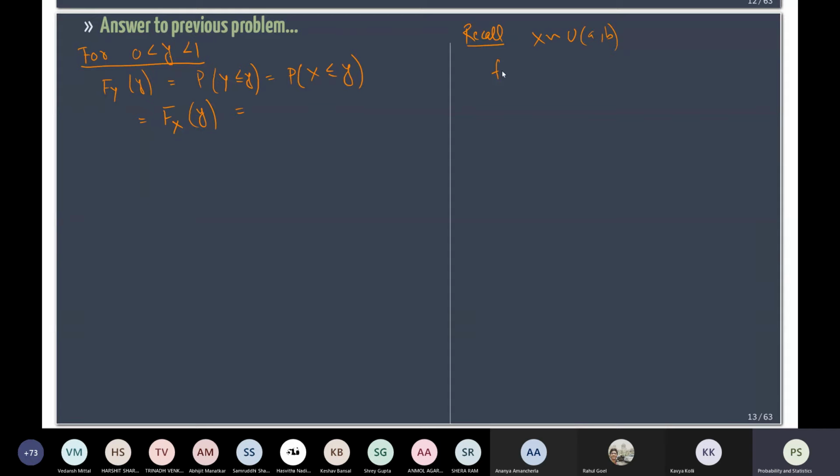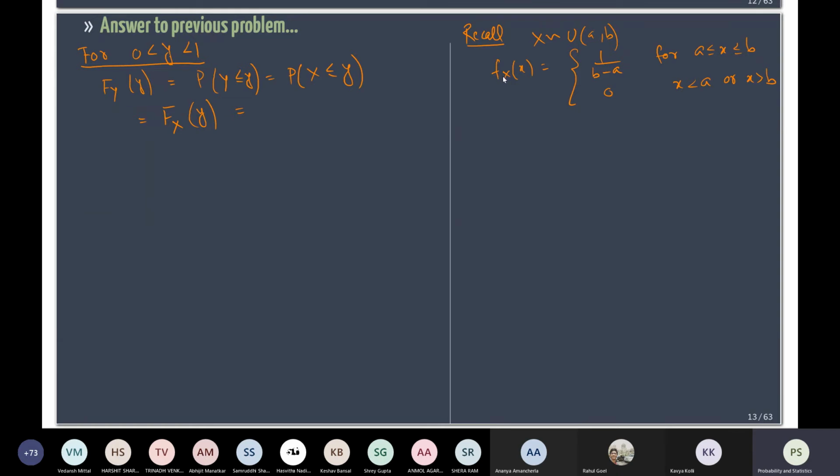The PDF of the uniform, remember, was 1 by b minus a for a less than or equal to x less than or equal to b. That's why it's called uniform. It's taking the constant value all the time. And this was defined to be 0 for x less than a or x greater than b. This is how the PDF is defined.